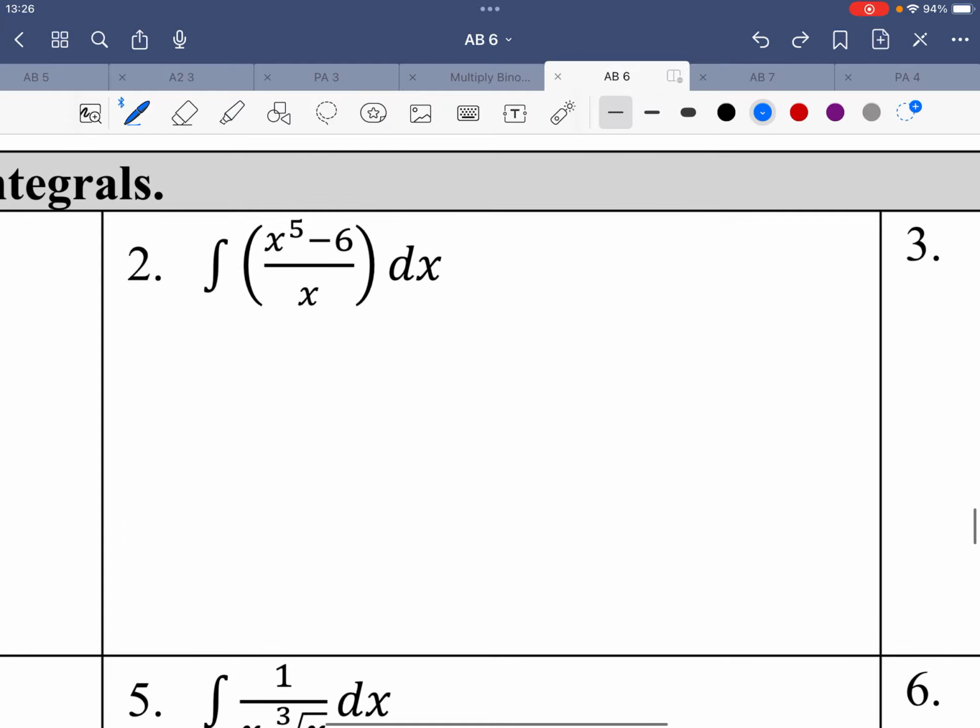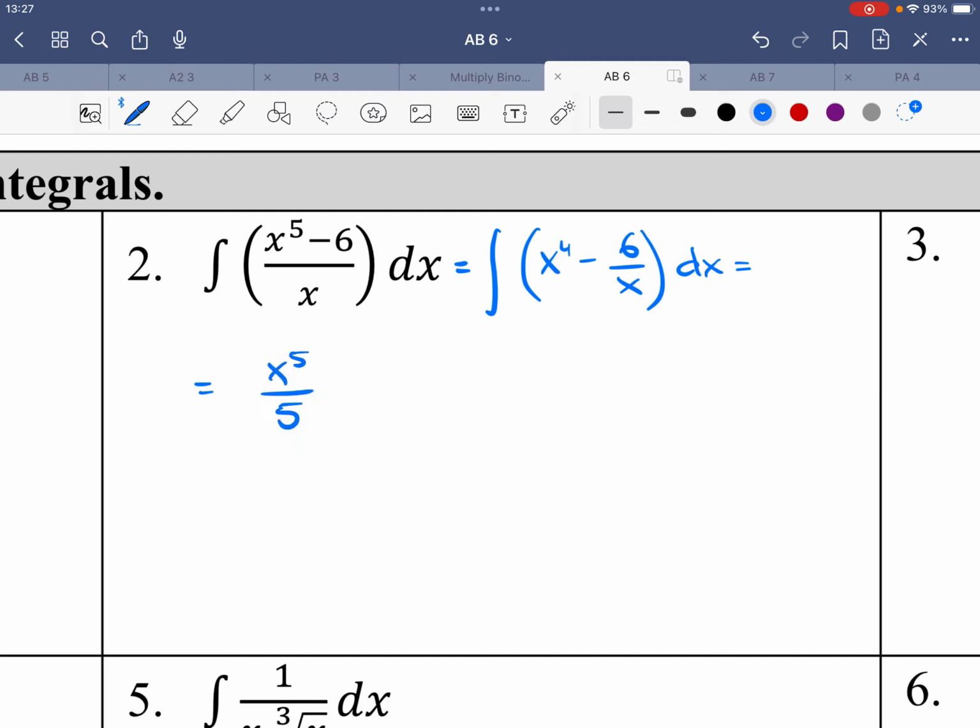Number 2, I see there's a quotient here, and we don't have any rules for doing quotient of integrals. So the easiest thing here is to first manipulate algebraically, so do the division. So x to the 5th over x is going to be x to the 4th, and then 6 over x. And now that we have it written like that, it's much easier to apply the power rule for the first term, and then the natural logarithm for the second term, plus c.